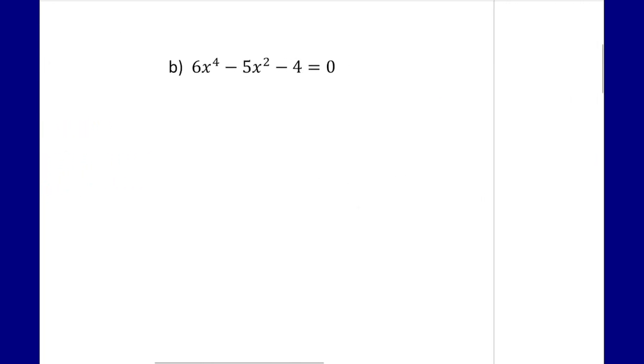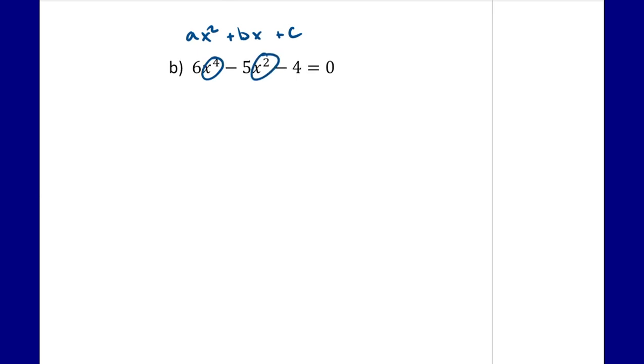For B, 6x to the power of 4 minus 5x squared minus 4. So this is similar to the previous one. This is looking at this form. There's three terms, so it is a trinomial, but it's not the trinomial that we've dealt with before. Usually we see ax squared plus bx plus c. We see something similar, except in this case we see x to the power of 4 and x squared, but it still has the same pattern.